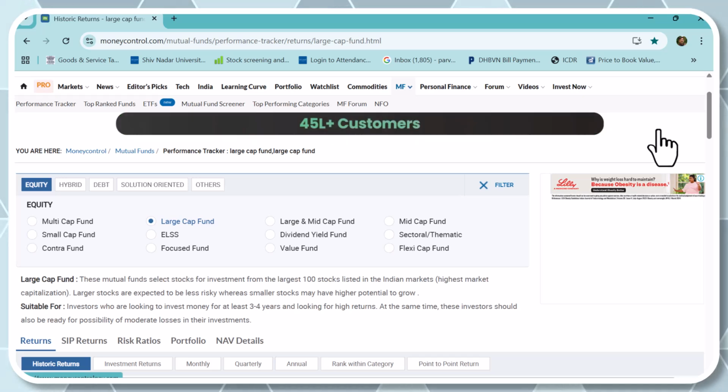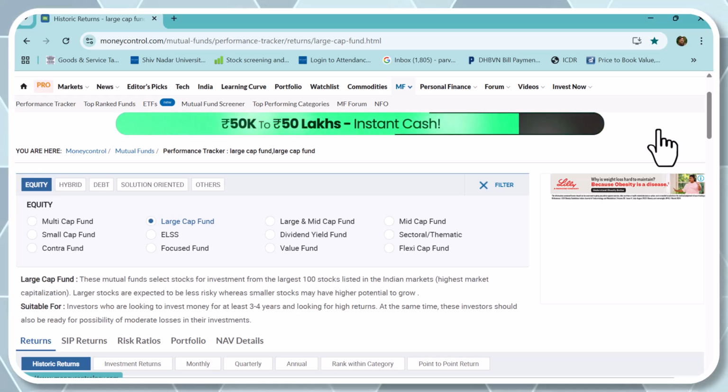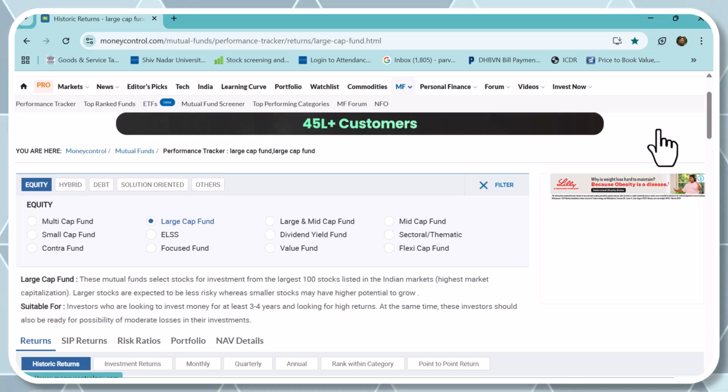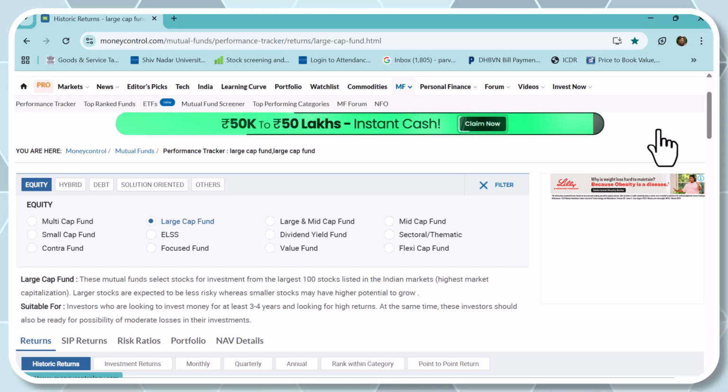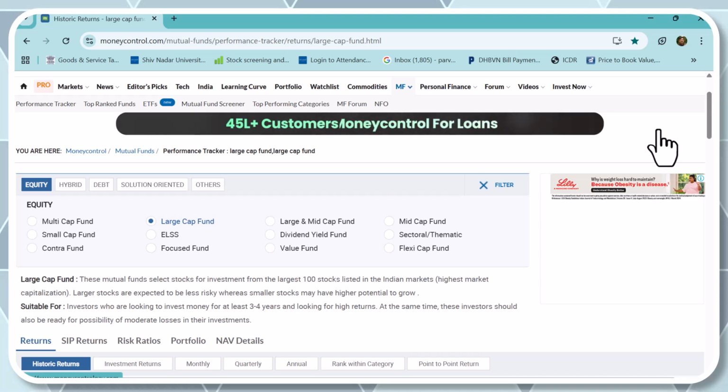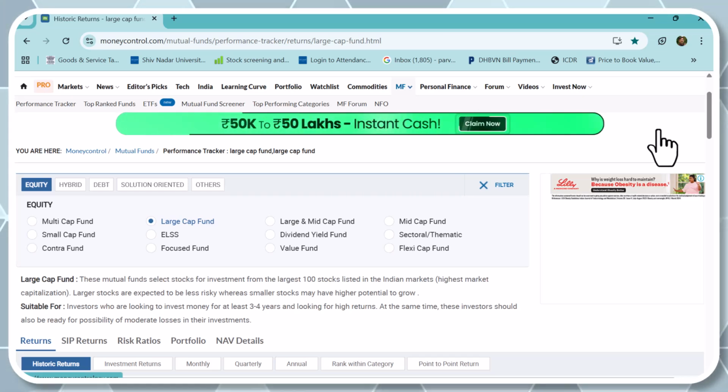Five categories of mutual funds in all, which have been introduced by SEBI: equity, hybrid, debt, solution oriented, and others. So these are the five broad categories in which mutual funds have been divided. And this classification was given by SEBI way back in 2017 to streamline the mutual fund industry.